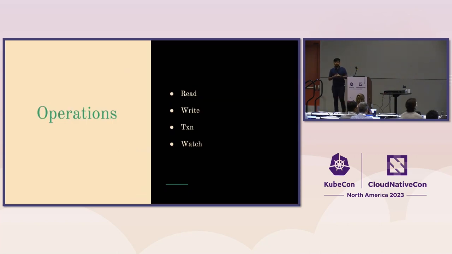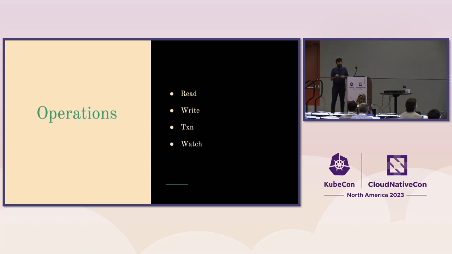So now let's jump into a few operations. That was a reference diagram that we saw before, and now we're going to see how etcd performs all these operations that we mentioned. We're just going to jump into read and write, but just to give you a brief background on what a transaction is, it's just a complicated combination of reads and writes. You want to do two things in one go, or maybe you'd want to do multiple writes in one go. So that's what you use a transaction for.